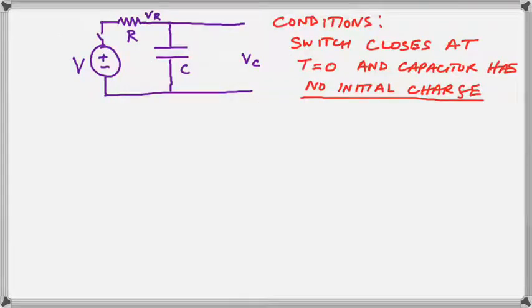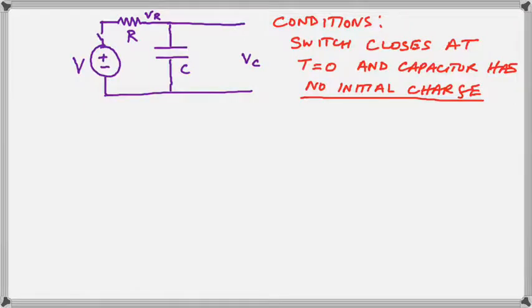Consider the simple circuit shown. We are going to establish two conditions in red that are important to the simplicity of the solution. First, we are going to close the switch at t equals 0. And secondly, upon closing the switch, the capacitor has no initial charge.